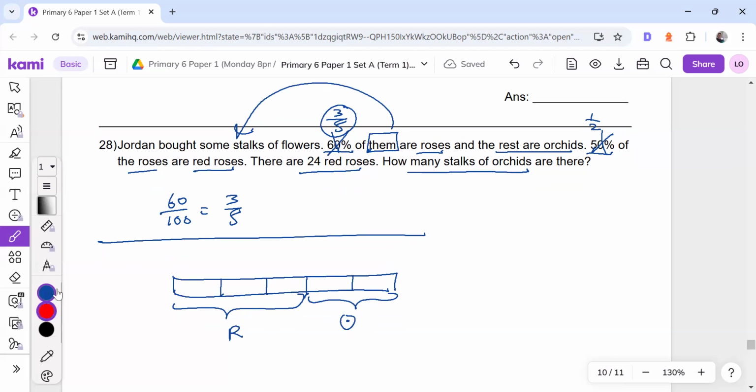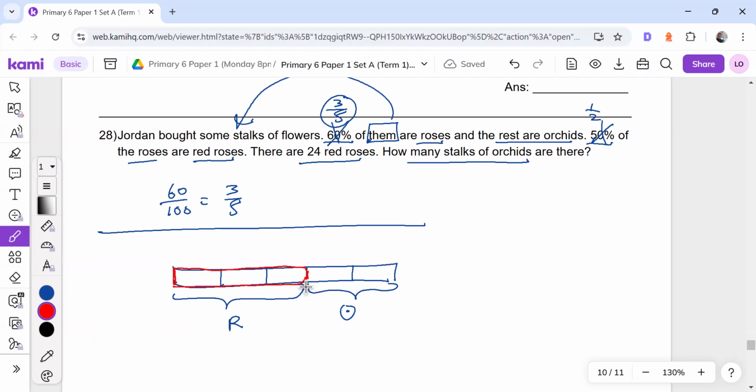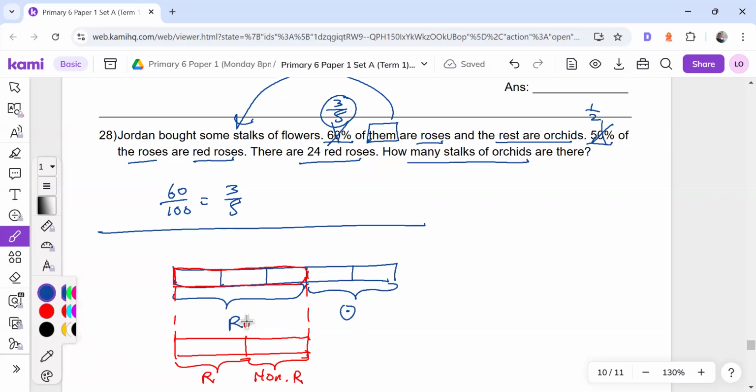Where are the roses? The roses are here, and you will need to cut this into half. But how to cut into half? You can drop down the same roses and cut into half. Half of the roses are red, and the rest of the roses are non-red. Maybe Mr. just puts down roses here. So what have I done? I draw the model and I can do it already.